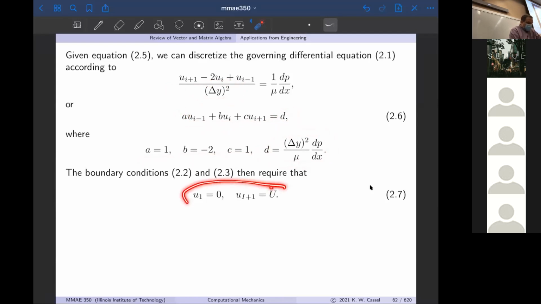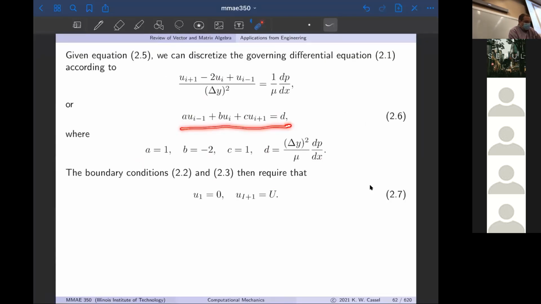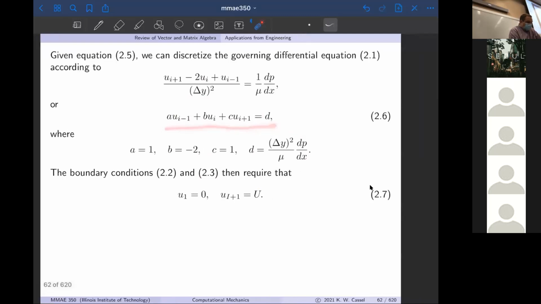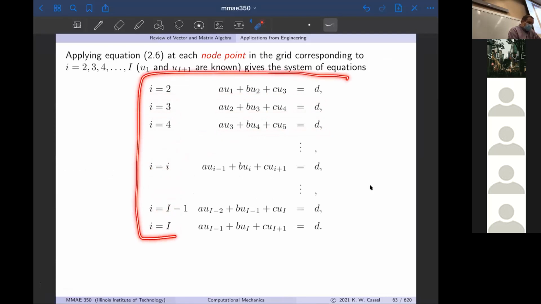And then I have my boundary conditions, which we had before. And look what happens. When I apply this equation, we call this the difference equation. When I apply that equation for i equal to 2, I get this. i equal to 3, I get this. i equal to 4, I get this. So I do that for every single point in my grid. So now I get a system of equations, which is linear and algebraic.